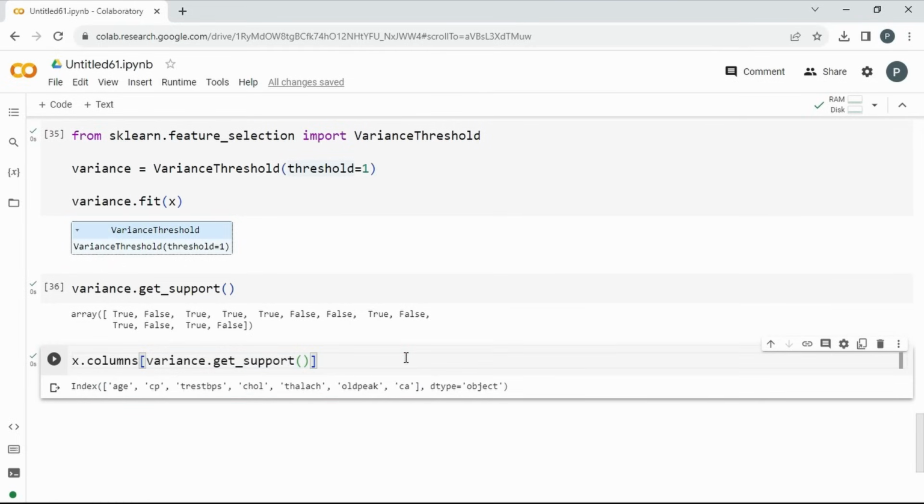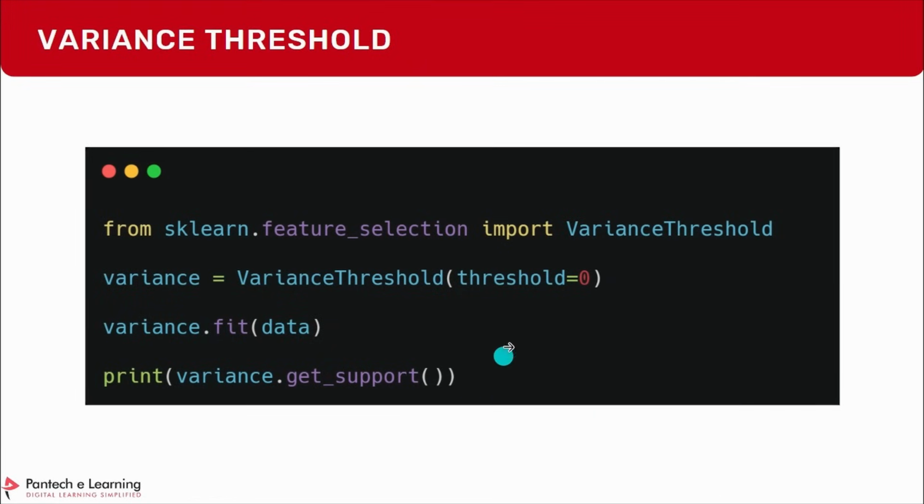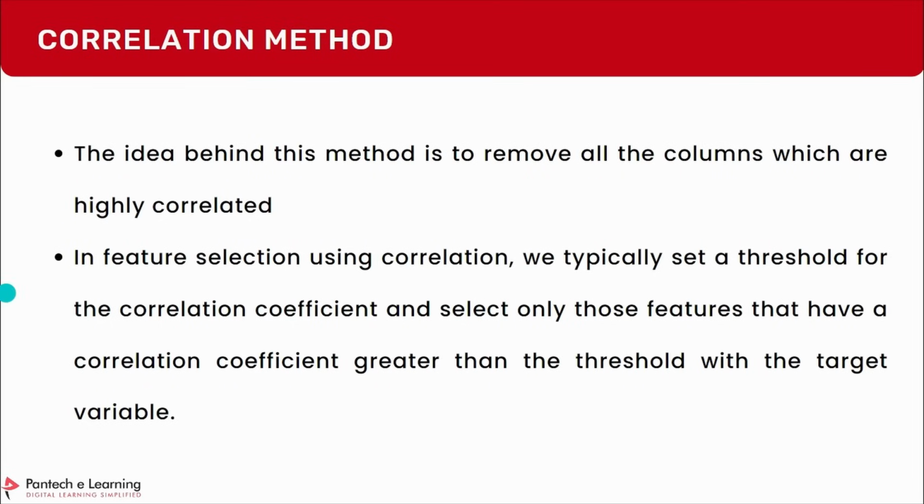So that's how variance threshold works. Mostly we won't use this, for example, I'm telling you. The next one we are going to see is another method, which is the correlation method, which is also not that much used, but you can learn about it, and it may be useful in any part of your machine learning career. The idea behind this method is to remove all columns which are highly correlated.